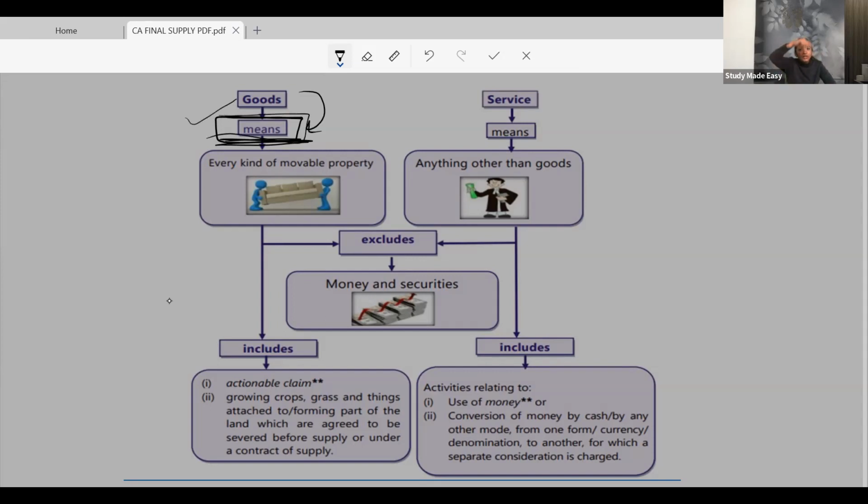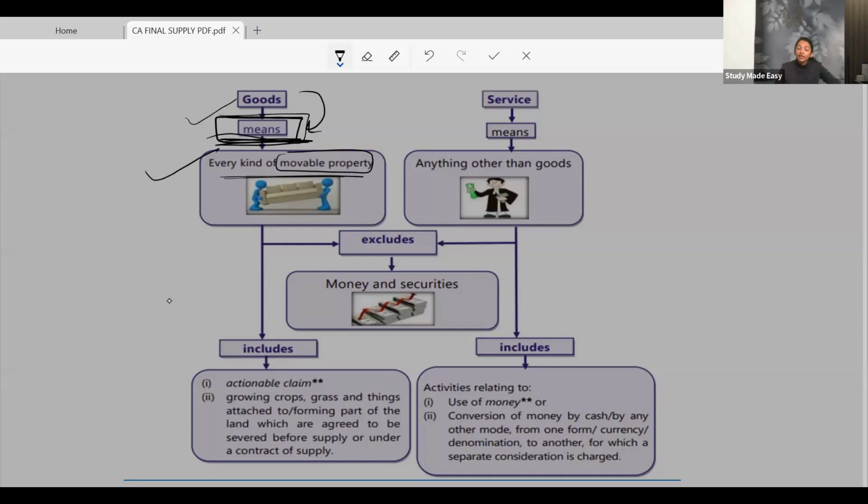But when it comes to "includes", similar kinds of things, identical kinds of things, would also be included if they fulfil the criteria. But this is strict. If it is fulfilling all the conditions, then only whatever is covered here will be included. Got it? Now, goods means every kind of movable property.